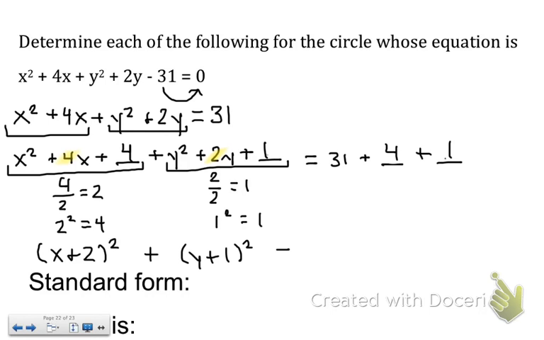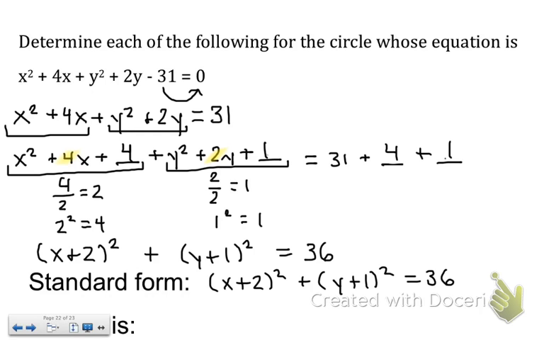And now over on the right-hand side, I can add up 31 plus 4 plus 1, and I get 36. Voila. You now have your standard form of that initial equation we started with. So, the quantity x plus 2 squared plus the quantity y plus 1 squared equals 36 is your standard form. That's what we're used to seeing.